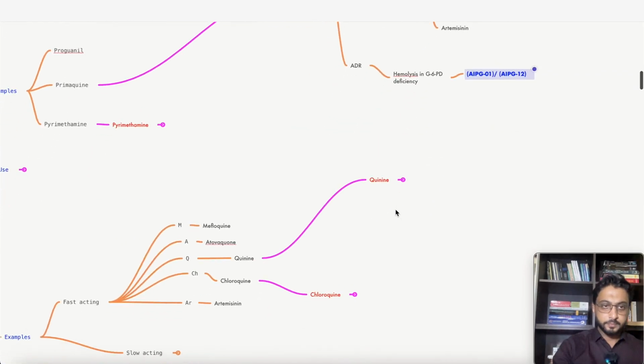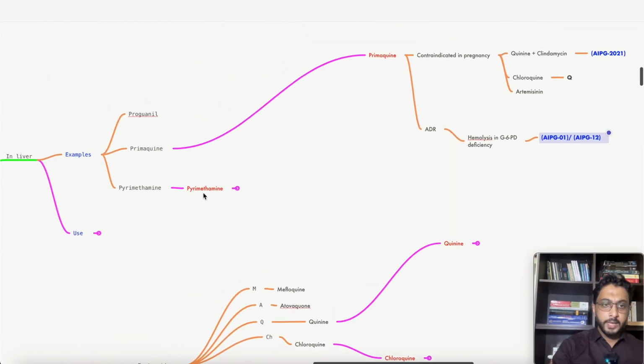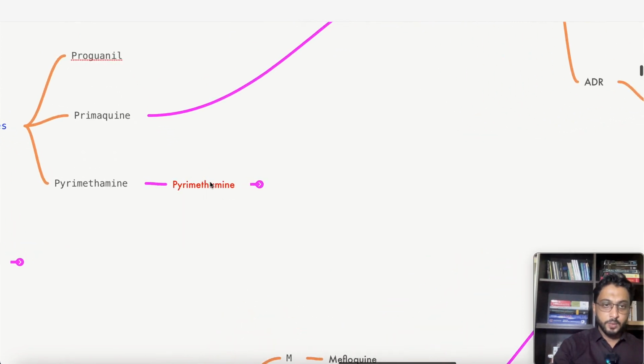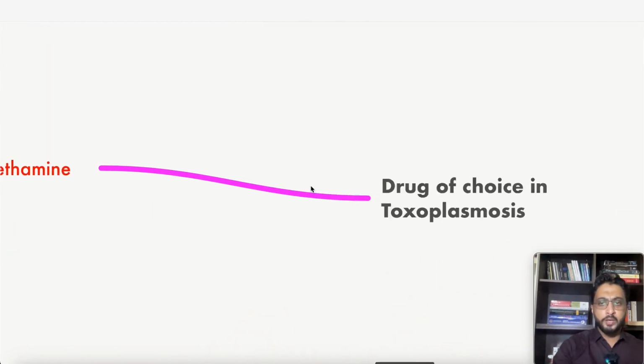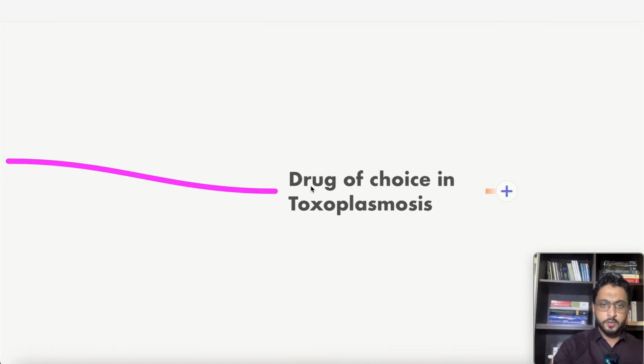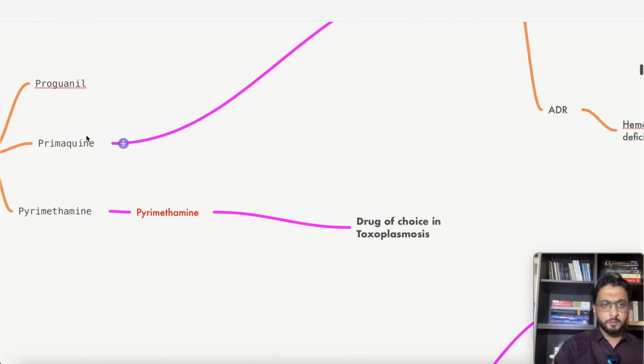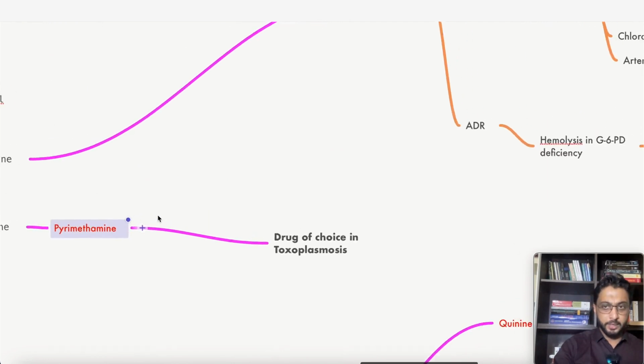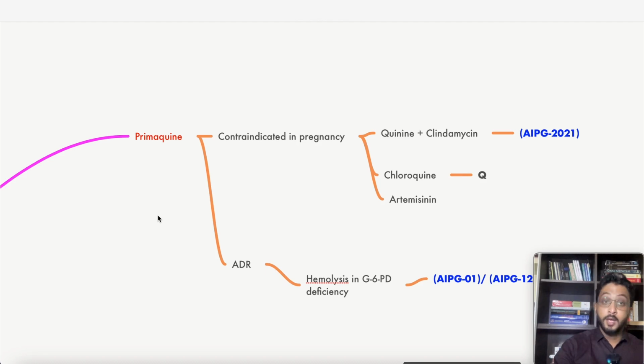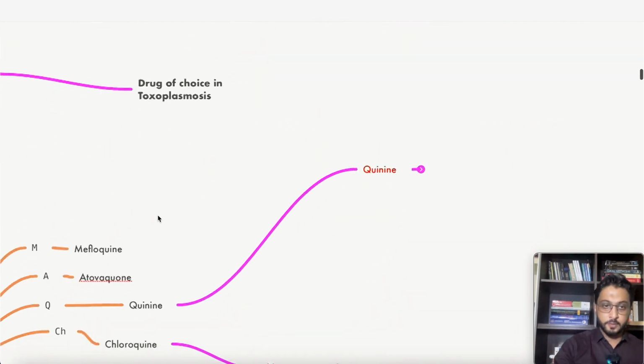That is the first drug, primaquine. Then we studied another drug related to the liver, which is pyrimethamine. One more point you have to know is that it's a drug of choice in toxoplasmosis. Malaria is a disease caused by plasmodium; similarly, another protozoal disease is toxoplasmosis, caused by toxoplasma. So 2 things: primaquine is contraindicated in pregnancy, and its very important adverse effect is hemolysis in G6PD deficiency.